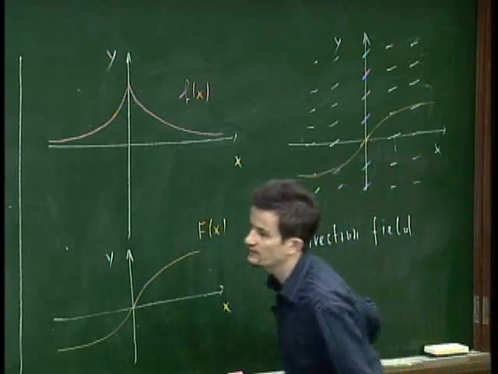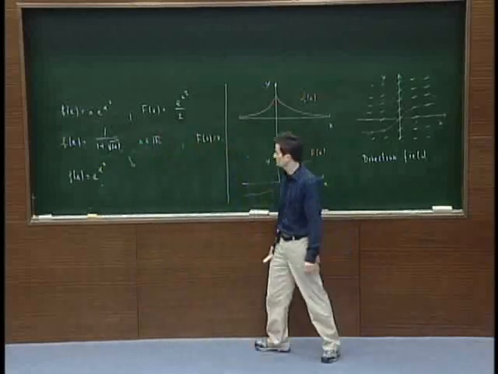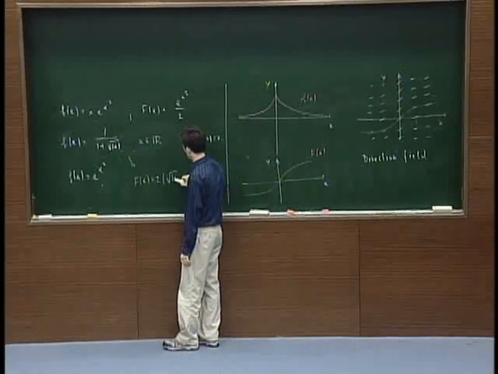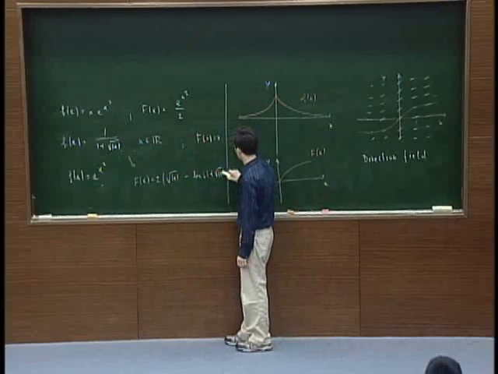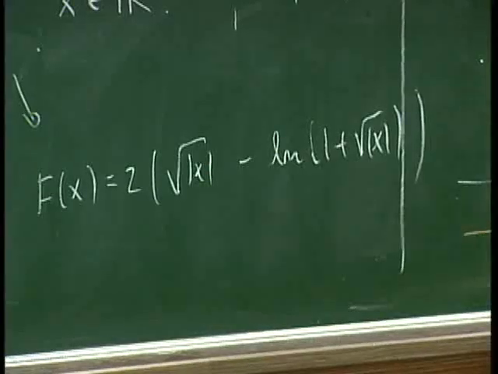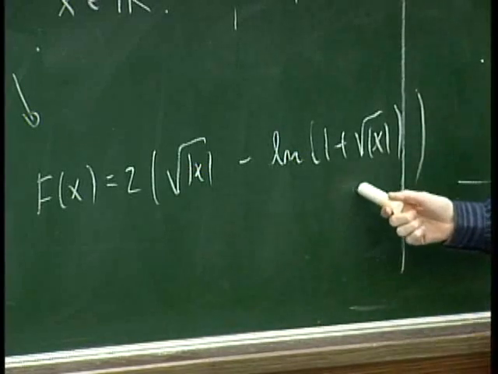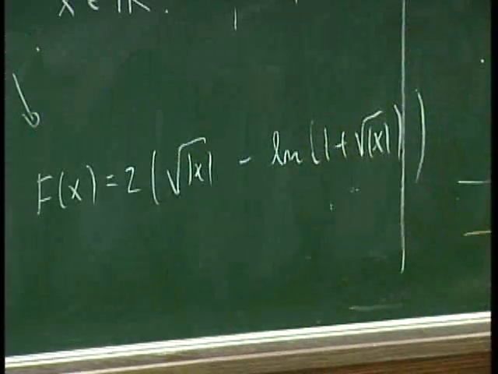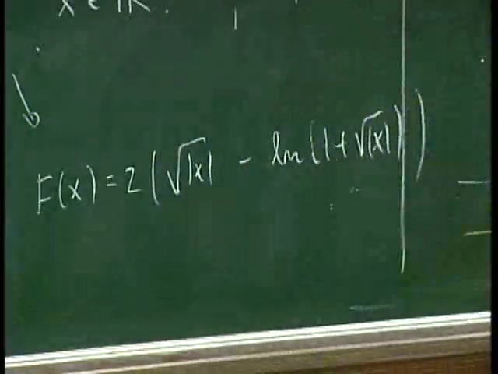Now, as I have said, for this function here, if you spend some time thinking, you will discover that the antiderivative is 2 times the square root of the absolute value of x minus ln of 1 plus the square root of the absolute value of x. We will later learn techniques for how to find this, but for now, if you take the derivative, you will easily see that this is indeed the antiderivative of this function. So here it's not really necessary to do it graphically, it's easier otherwise.